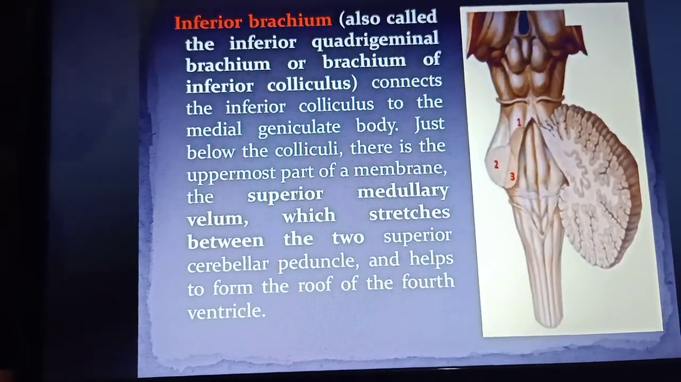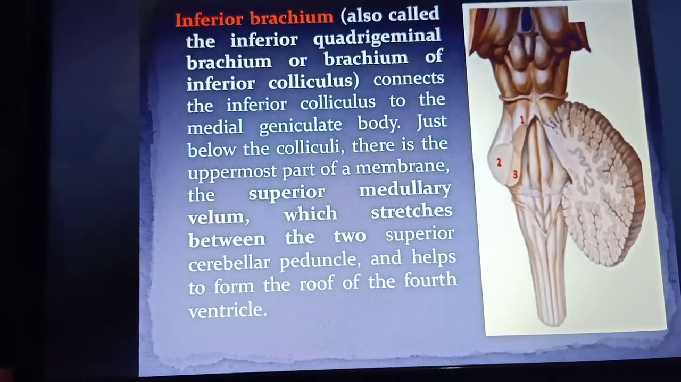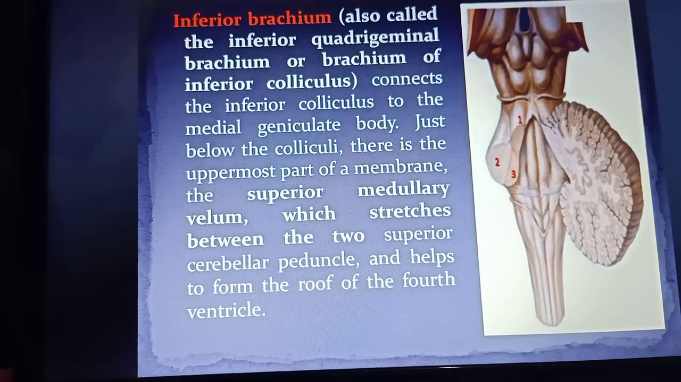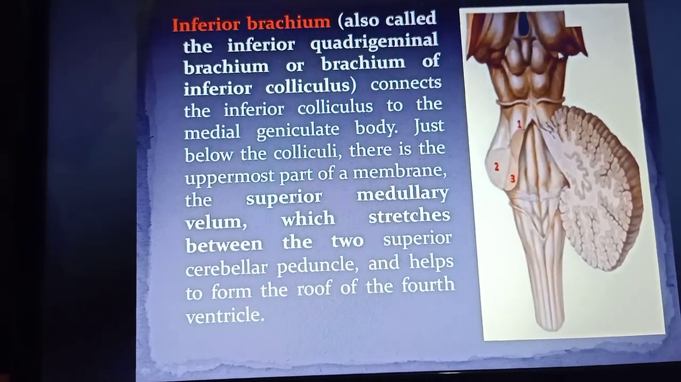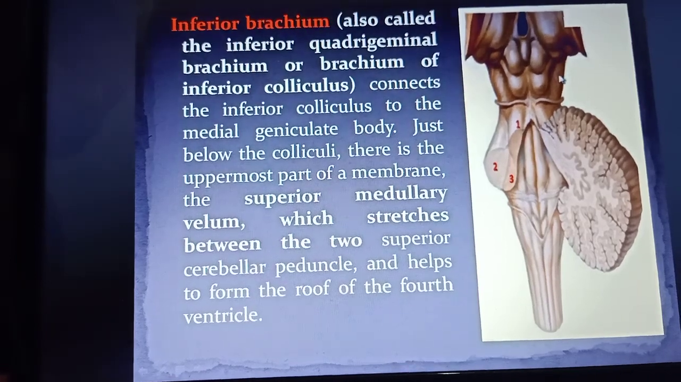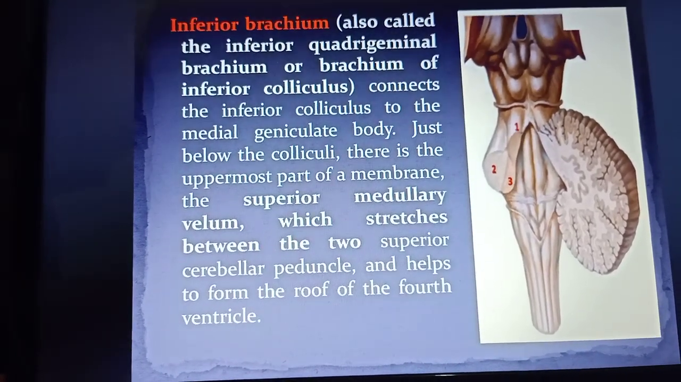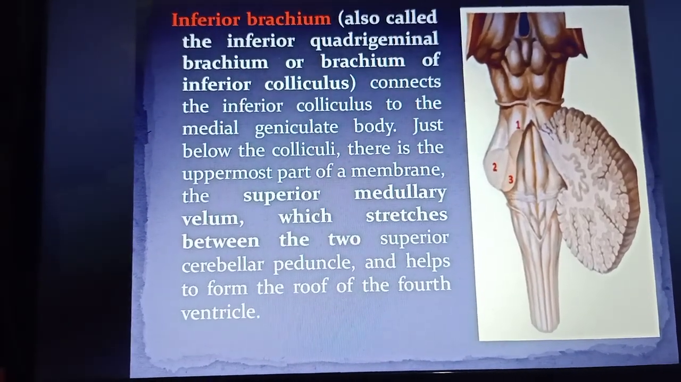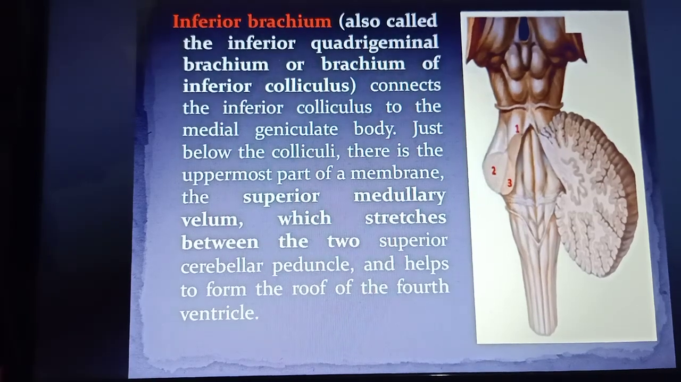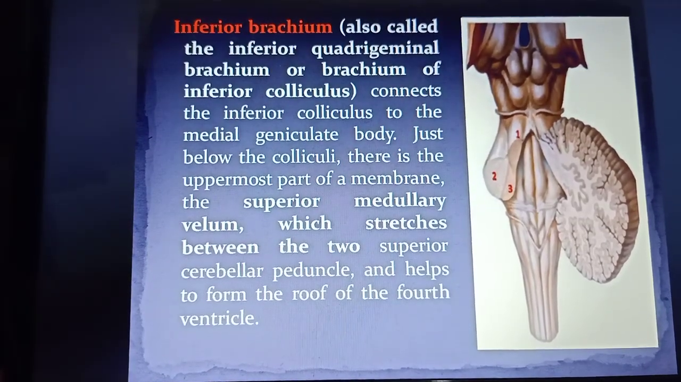Inferior brachium, also called inferior quadrigeminal brachium or brachium of inferior colliculus, connects the inferior colliculus to the medial geniculate body. Just below the colliculi, there is the uppermost part of a membrane called the superior medullary velum, which stretches between the two superior cerebellar peduncles and helps to form the roof of the fourth ventricle.